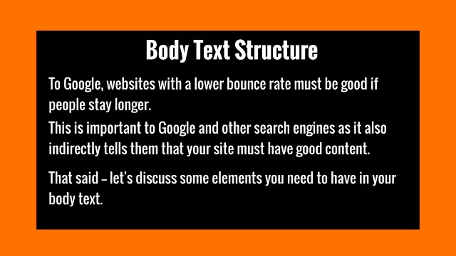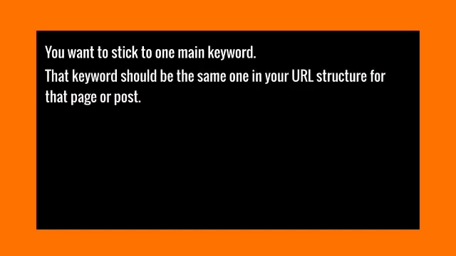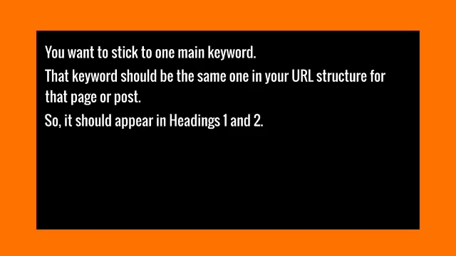And that said, let's discuss some elements that you need to have in your body text. You definitely want to stick to one main keyword. And you want to have that main keyword in the title of your page and throughout your page. So that keyword should be the same one in the URL structure for that post or your page. Now I'm going to show you in a minute. If we hop on over to WordPress, you can name the title, and if everything is set up correctly, the permalink or the URL structure should have that keyword, and that keyword should be spread about. Now, you definitely don't want to make it appear too many times, otherwise that will be seen as keyword stuffing.